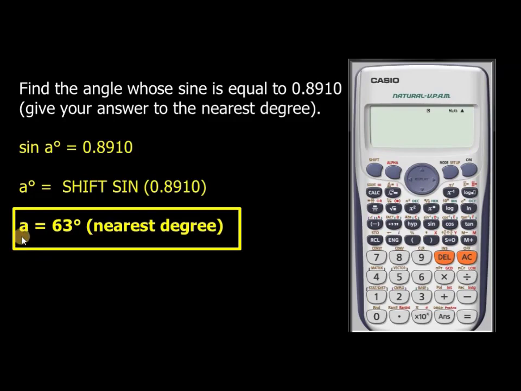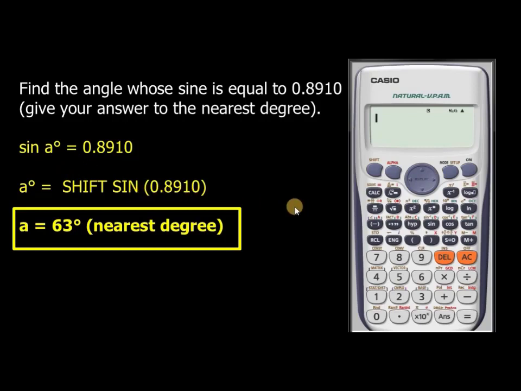The answer to the question is A equals 63 degrees to the nearest degree. Before we use the calculator, let's go back to the question. It says find the angle whose sine is this number, 0.8910. So we first start with sine of the angle is equal to the number in the question. We want to go back to the angle, so we have to use Shift sine the number in the question.